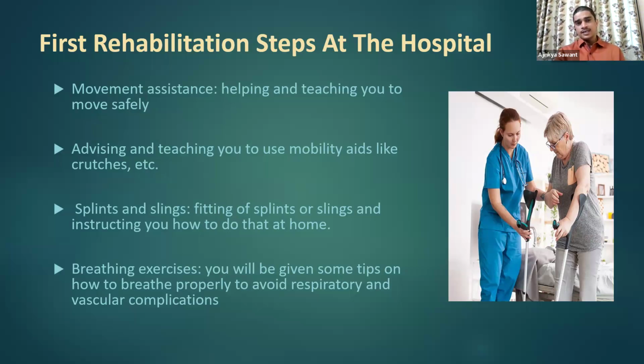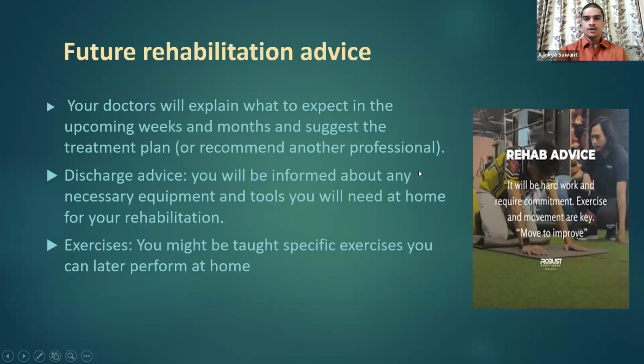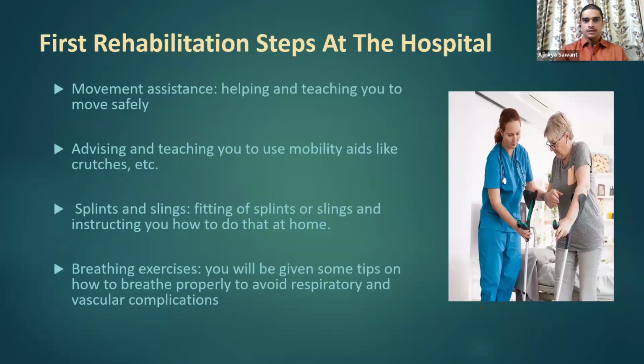And lastly, not lastly, it is the first thing: breathing exercise. You will be given some tips on how to breathe properly to avoid respiratory and vascular complications. We'll see in further slides how important it is to avoid these complications. If there are respiratory and vascular complications, then the hospital stay is prolonged, and we don't want the patient to stay for a longer duration in the hospital. Even why is early discharge required, apart from our rehabilitation process?